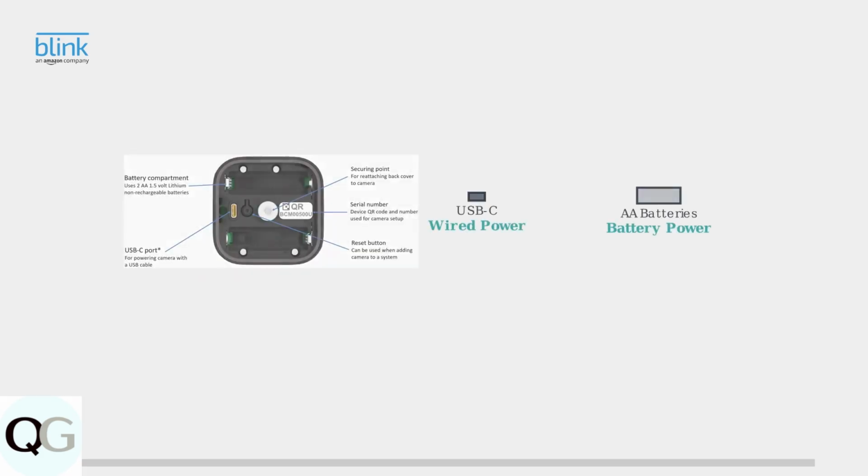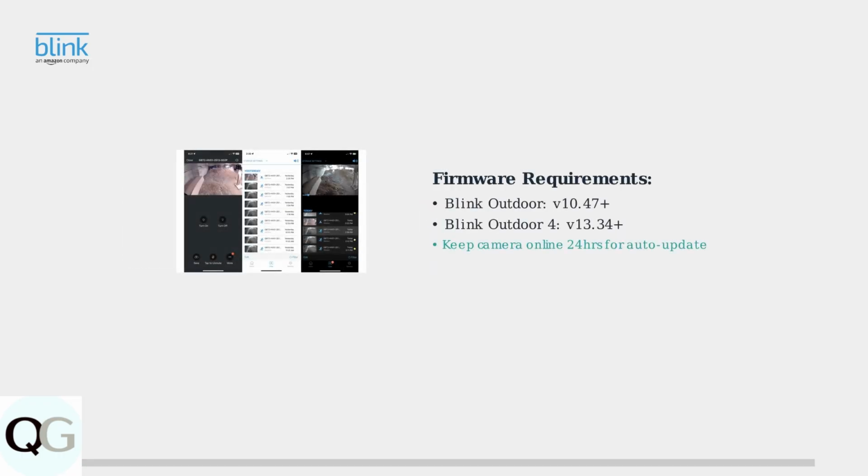Next, verify your power supply. For wired cameras, ensure the power cable is securely connected. For battery-powered models, check that batteries are properly installed and charged. Make sure your Blink app is up to date and verify your camera firmware version. Blink outdoor cameras need firmware version 10.47 or higher, while Blink Outdoor 4 requires version 13.34 or higher.